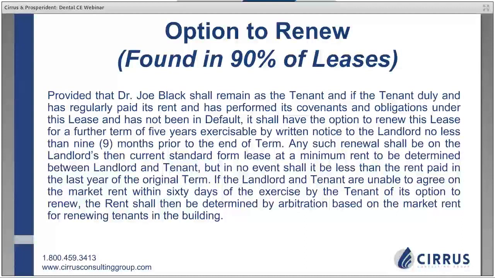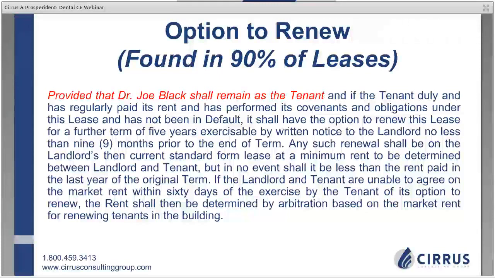Now, there are a number of issues for many of you in your lease agreement in the option to renew clause. In fact, we're going to go through a number of the issues that are commonly found. Unfortunately, 90% of you this morning will have a very similar option to renew clause in your lease agreement, and it could have very broad implications on the short-term and long-term success of the practice.